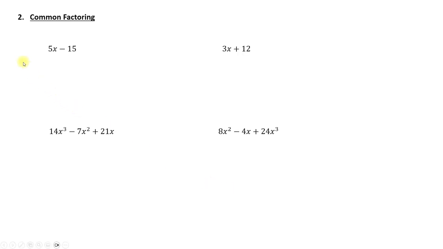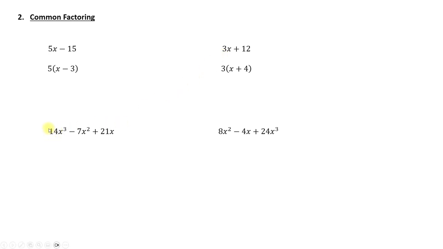Here we're asked to use common factoring. So a common factor between 5x and 15 is 5. So we'll put our common factor on the outside, x minus 3 inside. Our common factor for this question is 3. So that becomes 3 bracket x plus 4.